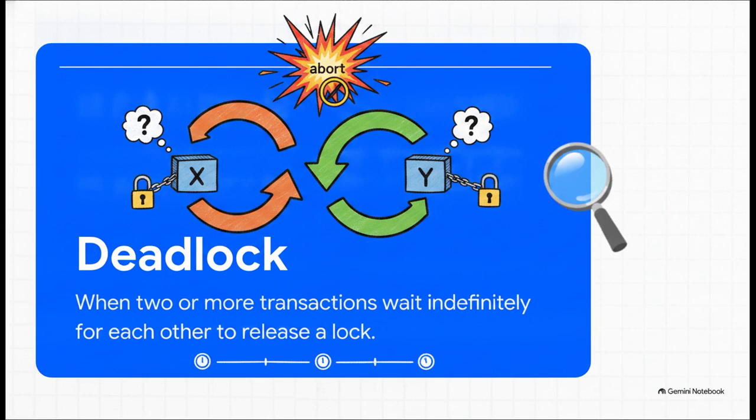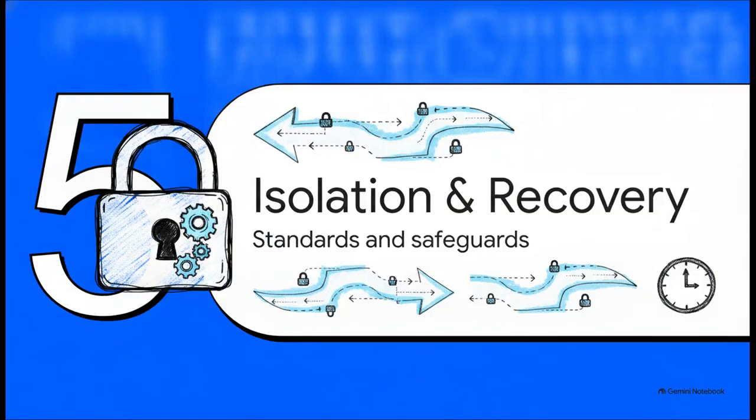To recap this section, the scheduler is our hero, using exclusive and shared locks to keep order, but it constantly has to watch out for those deadly deadlocks. That brings us to Section 5, ANSI isolation and database recovery, standards and safeguards.